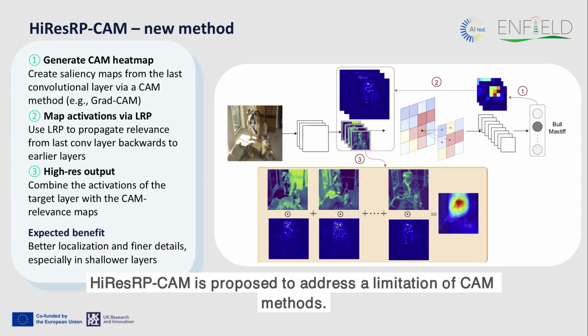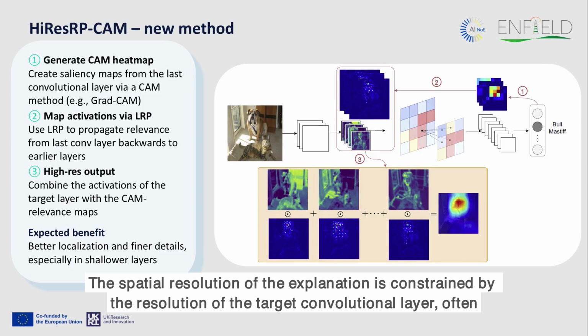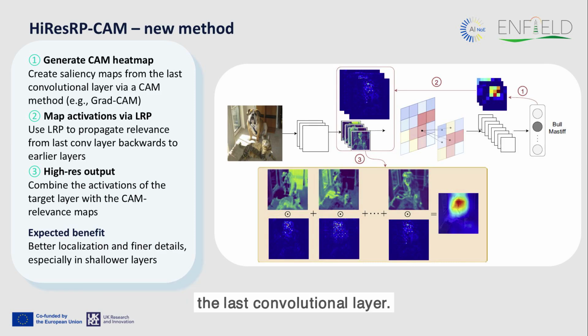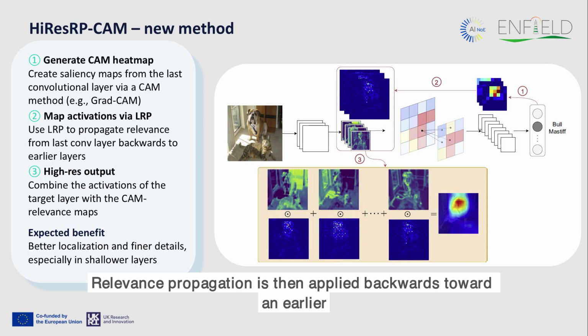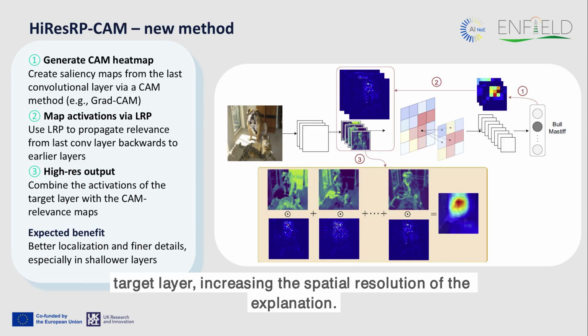Hires RP-CAM is proposed to address a limitation of CAM methods. The spatial resolution of the explanation is constrained by the resolution of the target convolutional layer, often the last convolutional layer. The method begins with importance assignment from a CAM-based method. Relevance propagation is then applied backwards toward an earlier target layer, increasing the spatial resolution of the explanation.